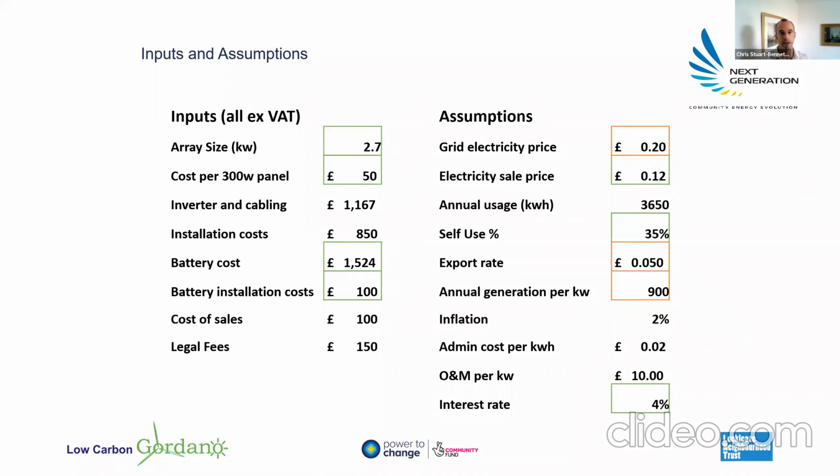We've assumed a 2% inflation, which factors in those admin costs of 2 pence that will come out of this energy price. O&M was a quotation from our suppliers, and the interest rate of 4% is below what we, Low Carbon Gordano, have paid for other schemes, but seemed like a reasonable sum with which to offer investment.